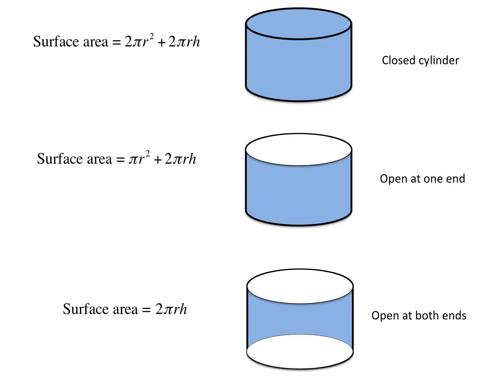Okay, so when we look at the surface area of a closed cylinder, you've got the 2 pi r squared, so it's the two circles, the top and the bottom, and the curved surface, 2 pi r h. If it's open at one end and the top's missing, or even the bottom, you've got pi r squared, so that's the one circle, plus the curved surface, 2 pi r h. So 2 pi r h is always the curved surface. And if it's open at both ends, like a toilet paper roll, you've got no circles, so no top and no bottom. You've just got the curved surface, which is 2 pi r h.